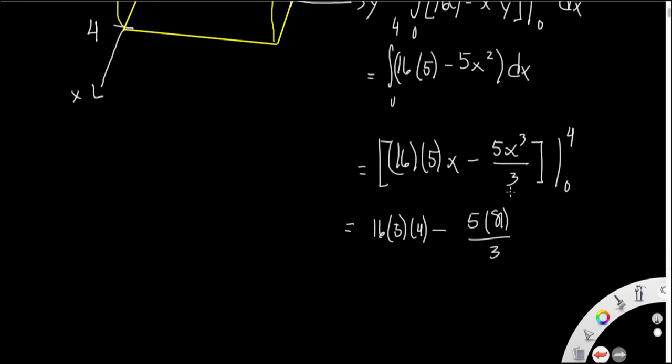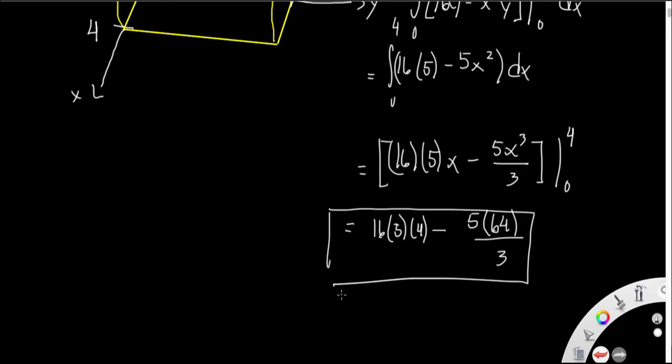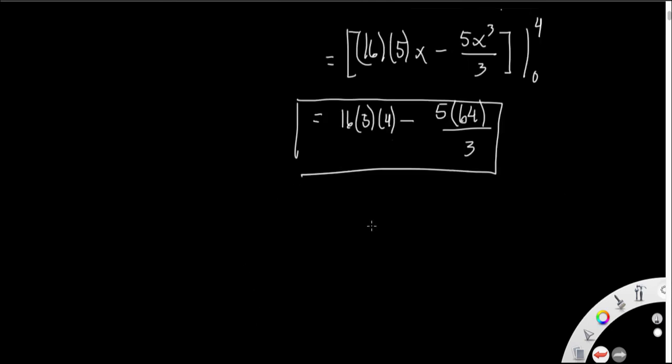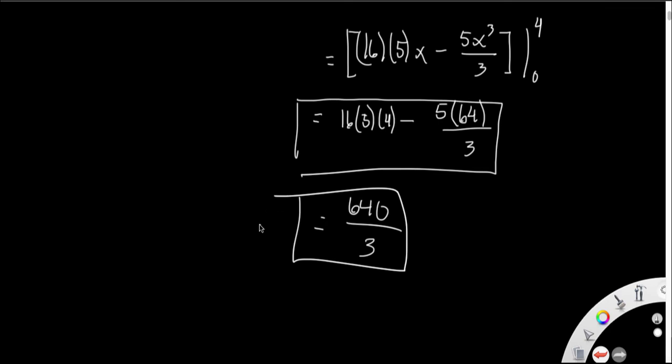Let me think about that one more time. 4 cubed, oh, that should be 64. I'm sorry. 5 times 64 divided by 3, and this should be your answer. I don't have a calculator on me again, so I'll go 16 times 5 times 4 minus 5 times 64 divided by 3, and I get the answer 640 over 3. Thank you for watching, and have a great day.